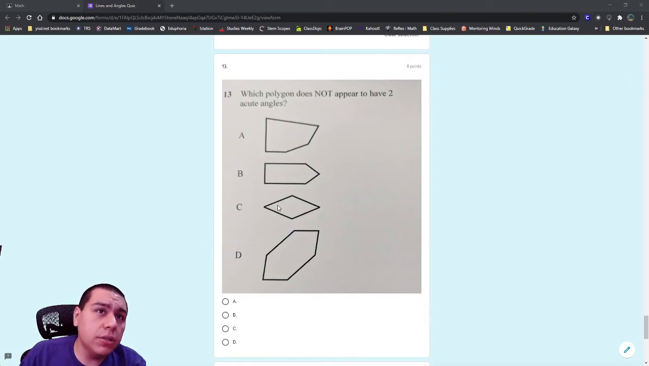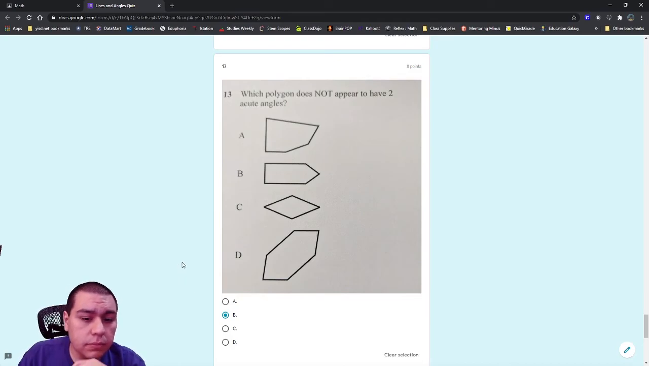Answer choice C also has 2 acute angles. It's got one on either end of this rhombus. So one on the left side, one on the right side. And then answer choice D also has 2 acute angles. Again, kind of at the points here of this. Well, it's a hexagon, but these 2 little points here. The diagonal corner. One acute, another acute. So my answer should have been B, yes, Nakai.